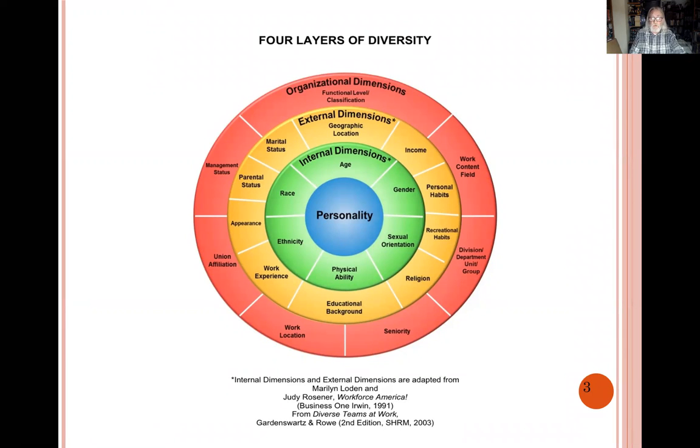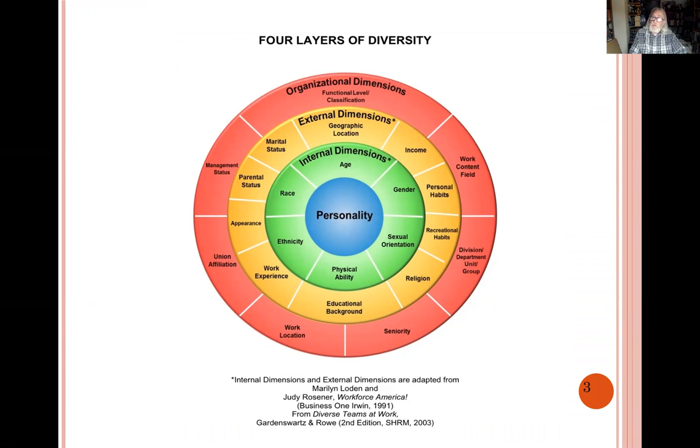Diversity really does pertain to all of us as individuals, and because of that, everything starts with our own personality. We bring our personality with us wherever we go. It's our unique identity, and in that sense, it is our most basic element of diversity, that uniqueness. We have other individual dimensions other than our personality, but you can see here that personality is the center of it all.